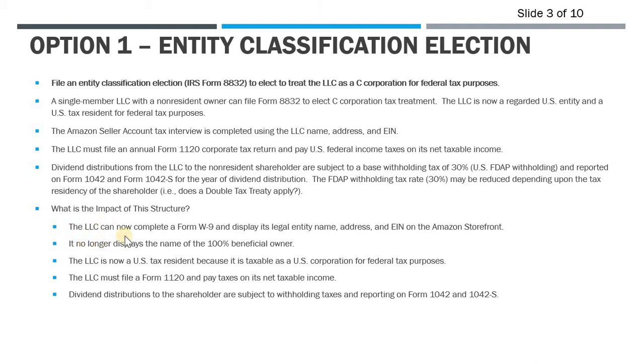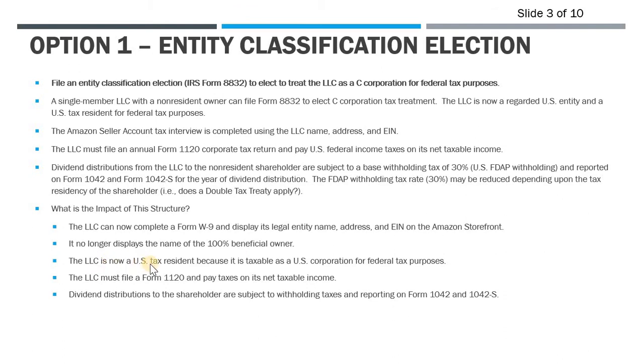Well, what changes here is the LLC can now complete Form W-9 and display its legal entity name, address, and EIN on the storefront, right? So as I noted above, you're no longer displaying the name of the owner on the storefront. This is what you want, right? You want to set up a separate entity to be the storefront name. You don't want to have your personal information displayed all over Amazon.com.